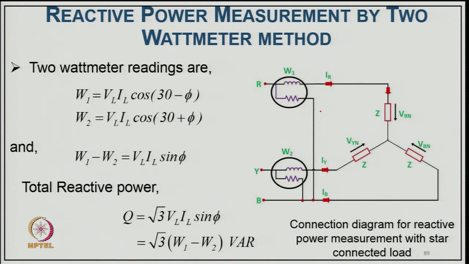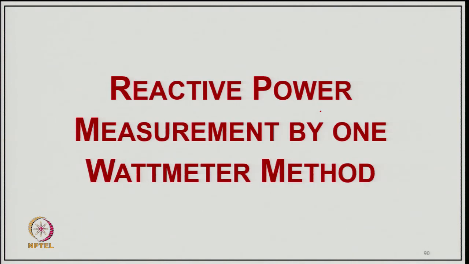Now, in the 2 wattmeter reading, as you can see in the diagram here, W1 is equal to VL IL cos(30 minus phi), and W2 is equal to VL IL cos(30 plus phi), and W1 minus W2 equals VL IL sin phi. The total reactive power Q equals root 3 VL IL sin phi, and that is equal to root 3 (W1 minus W2) VAR.